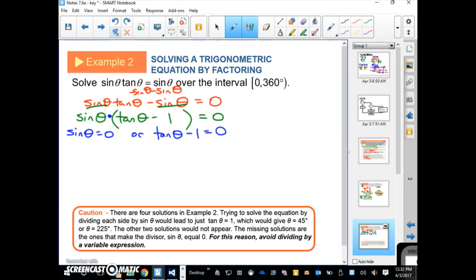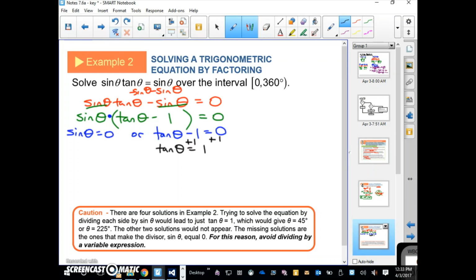At this point, you might notice that what we've done is we've transformed an equation with more than one variable part down into a couple of equations with just one variable term. And we should be able to isolate either one of those two pieces. Let's do tangent theta minus 1 first. I think it's a little bit easier. I would try to isolate the variable, so I'm going to add 1. I've got tangent theta equals 1.